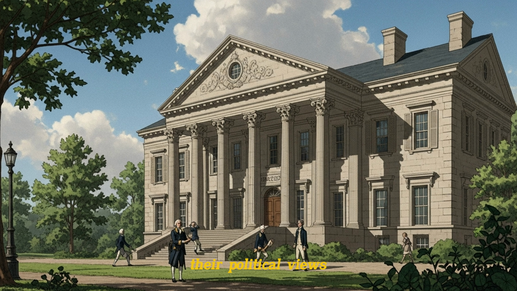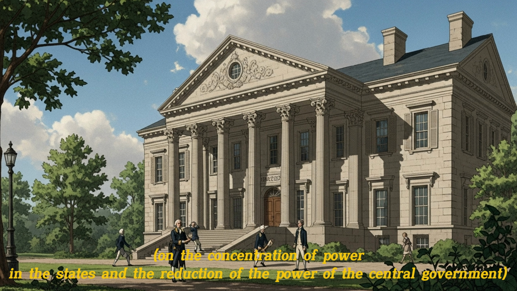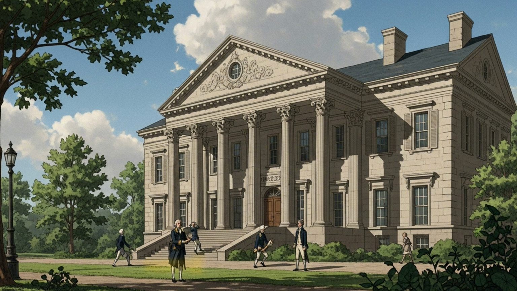However, their political views on the concentration of power in the states and the reduction of the power of the central government were still circulated and popular. Their ideas were absorbed into the process of forming a new party, called the Republican Party, or Democratic Republican. This party then always played an opposition role to the Federalists, and took power in 1800 when Thomas Jefferson was elected president.